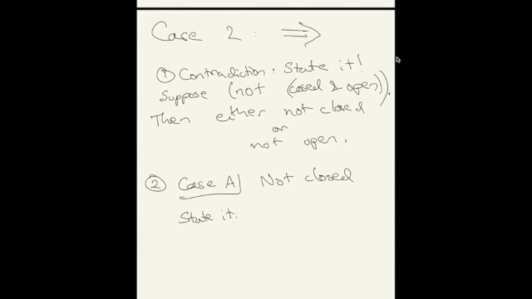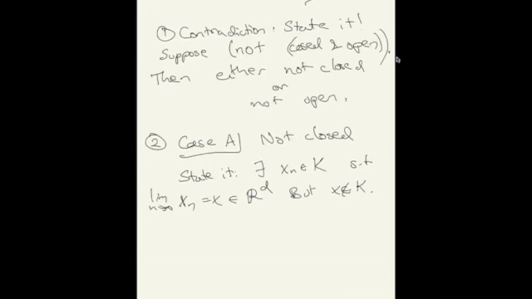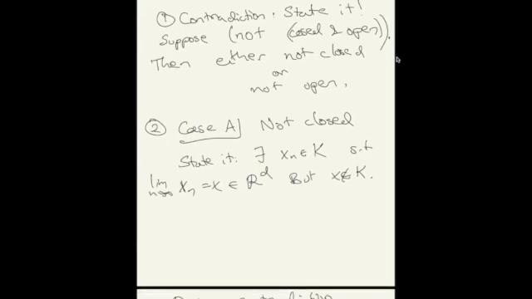Okay. Well, then there are 2 cases because there's an or statement here. Case A, it's not closed. Well, what does it mean to be not closed? It means that there exists a sequence xn in Rd, a sequence of points in K, so that the limit of xn is equal to x in Rd, but x is not in K. So this is the assumption, but the conclusion fails. This is what I mean by stating the negation. So we have a sequence of points that converges, but the limit point is not in K.